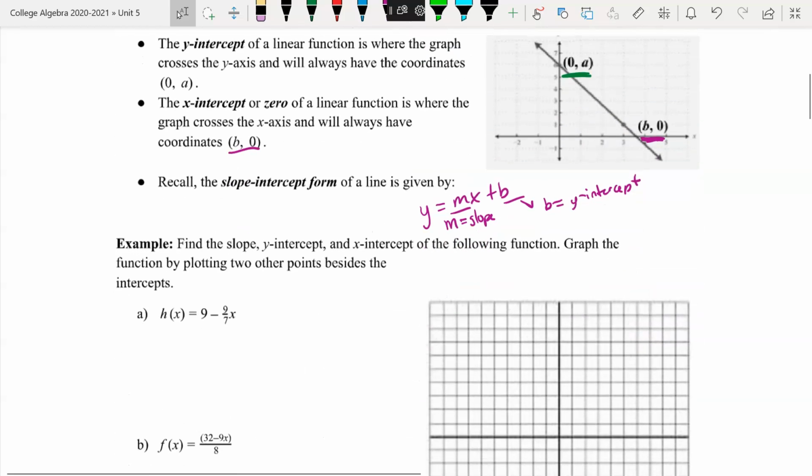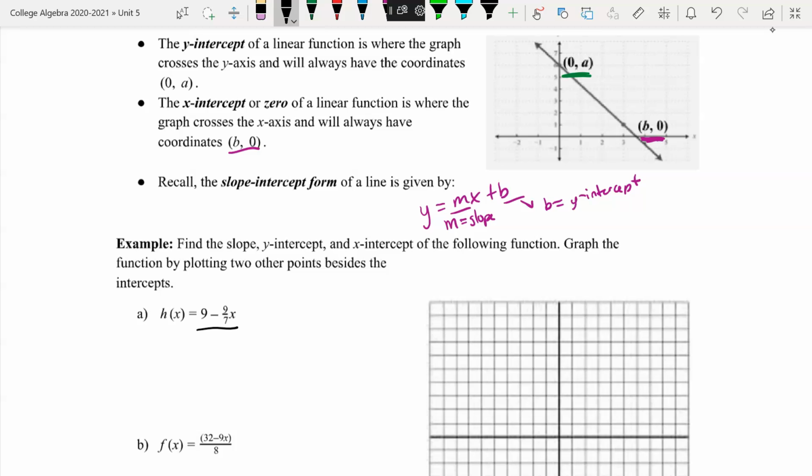So find the slope, y-intercept, and x-intercept of the following function. Graph the function by plotting two other points besides the intercepts. We're not going to plot two other points besides the intercepts, but you can. I just don't have a big enough graph to do that. And I'll explain what you're going to do. So this first function says h of x equals 9 minus 9/7 x.